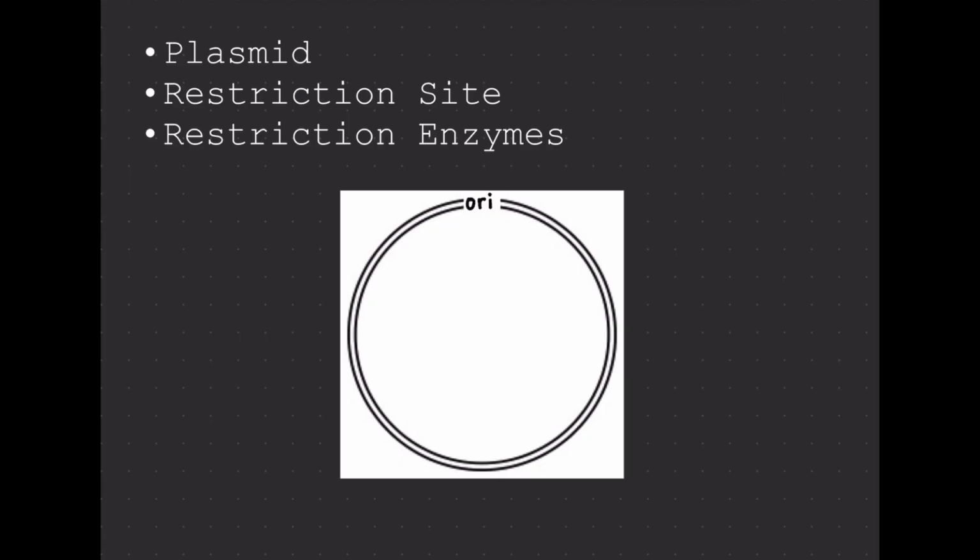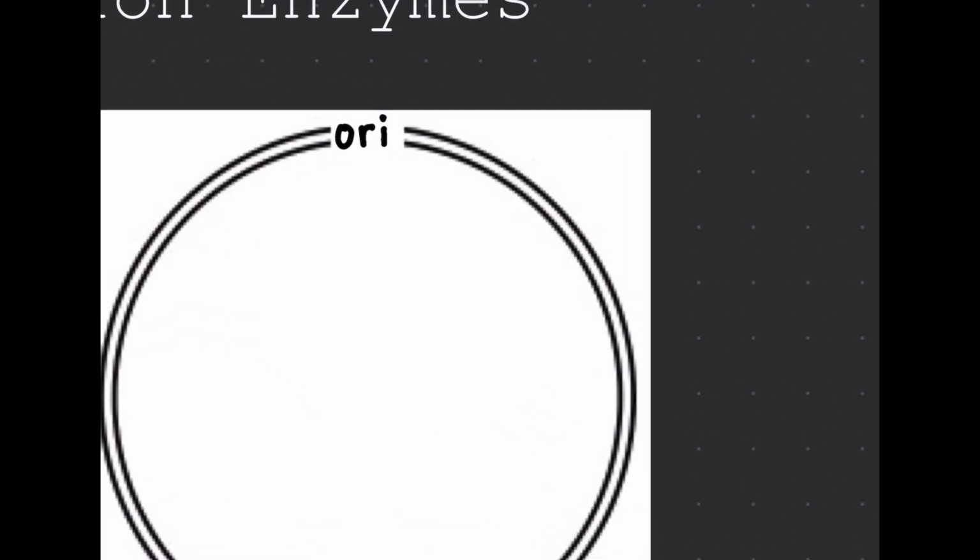So first is a plasmid. A plasmid is basically a small circular double-stranded DNA loop found in bacteria. It's separate from the main chromosomal DNA and it can carry extra genes. And this is important because this is the plasmid that we are modifying that we're going to insert into the bacteria later on. Within the plasmids, you can find certain genes.